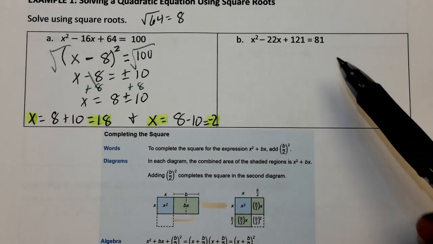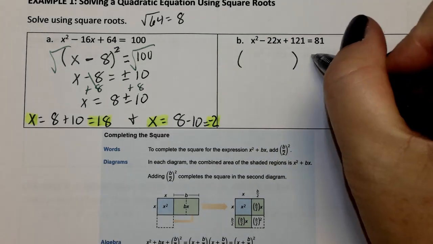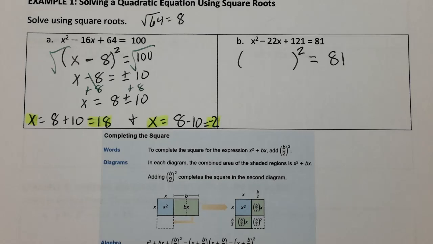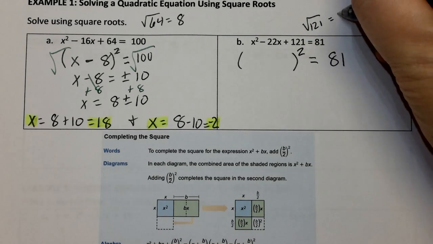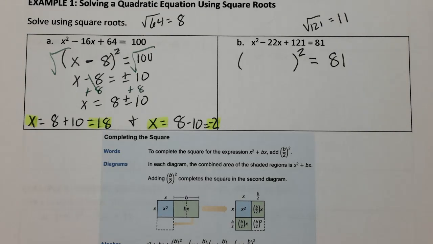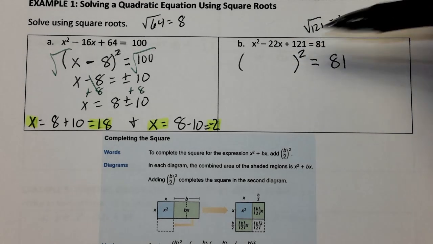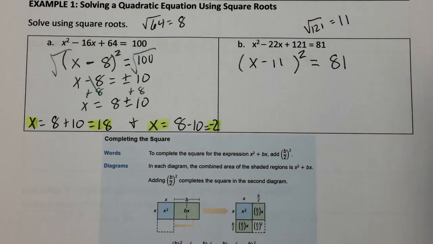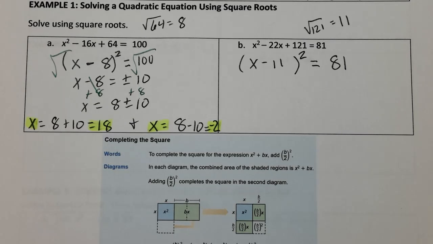All right, so we're going to work this one out just like we did A. We want a binomial inside. We want it to be squared, and it's still going to equal 81 on that side. So you're looking for, what's the square root of 121? Well, we know that's 11. Well, 11 plus 11 does equal 22. We have a minus sign and a plus sign, so that means inside we got x minus 11. Now you're going to work out the rest the same. So if you didn't already try this, please pause the video now and work out the rest of this problem.